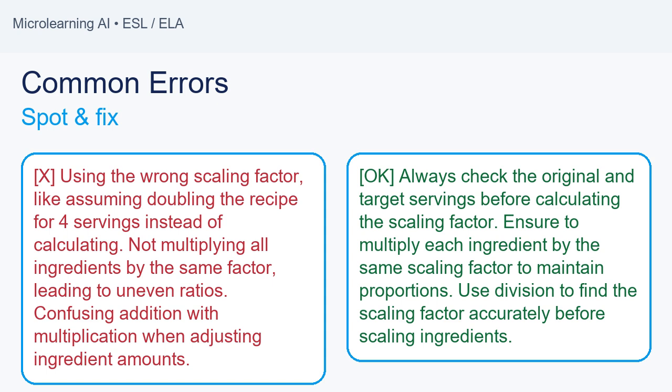Correct versions are: always check the original and target servings before calculating the scaling factor. Ensure to multiply each ingredient by the same scaling factor to maintain proportions. Use division to find the scaling factor accurately before scaling ingredients.